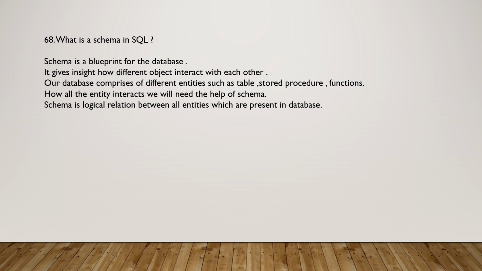What is a schema in SQL? Schema is a blueprint for the database. It gives insight into how different objects interact with each other. Our database comprises different entities such as tables, stored procedures, and functions. To know how all entities interact, we need the help of a schema. Schema is a logical relation between all entities which are present in a database.